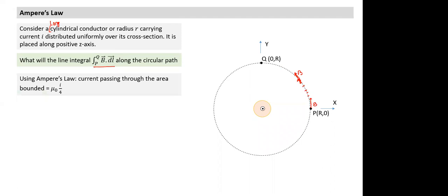Okay. Can I also evaluate this term using Ampere's law? Can you think of evaluating this term using Ampere's law? Let me ask someone else. Shweta, can you evaluate this term using Ampere's law? What is necessary for application of Ampere's law? See, if I take this path P to Q along the circular path, it's not forming a closed loop. If I have to apply Ampere's law, I need to form a closed loop. So this is an open path. How do I make a closed loop?